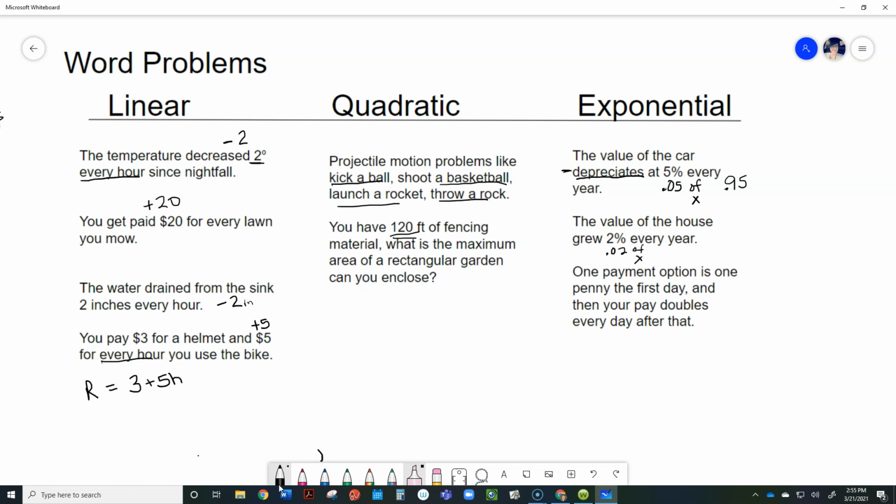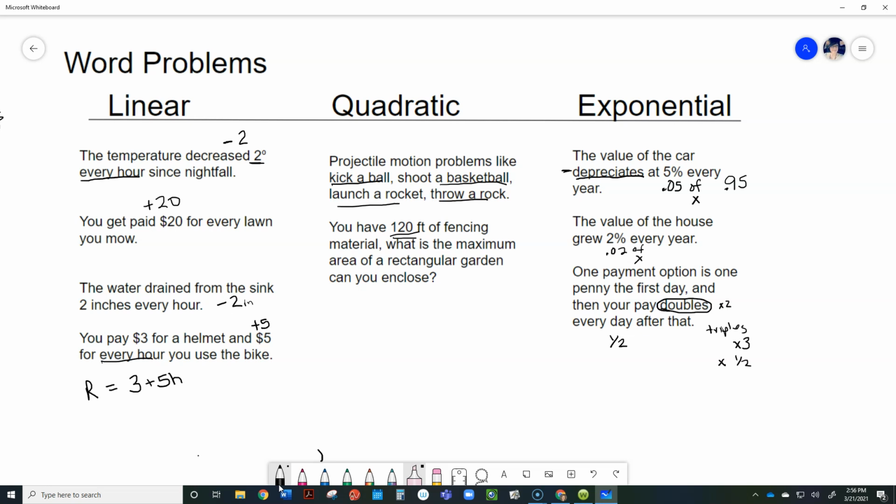One payment option is 1 penny the first day, and then your pay doubles. You'll see that it doubles, or it triples, or it could say you lose half of the bacteria every day. That's called a half-life. So when you are doubling something, that means you're multiplying it times 2. If it said triples, then that means you're multiplying times 3. Or if you're losing half of the amount of bacteria every day, then that means you're multiplying times a half.